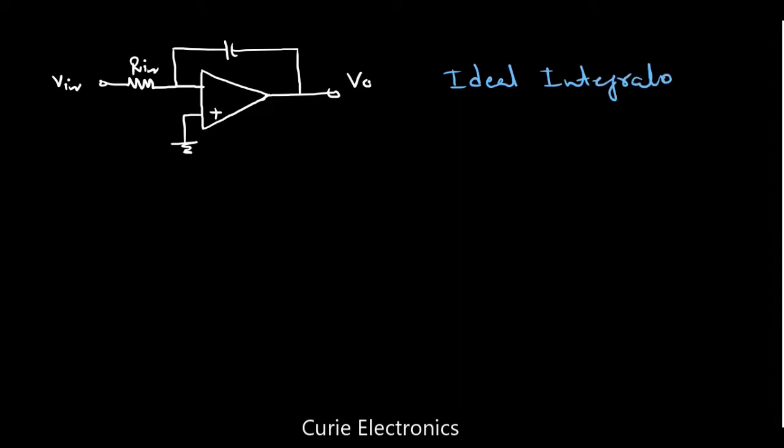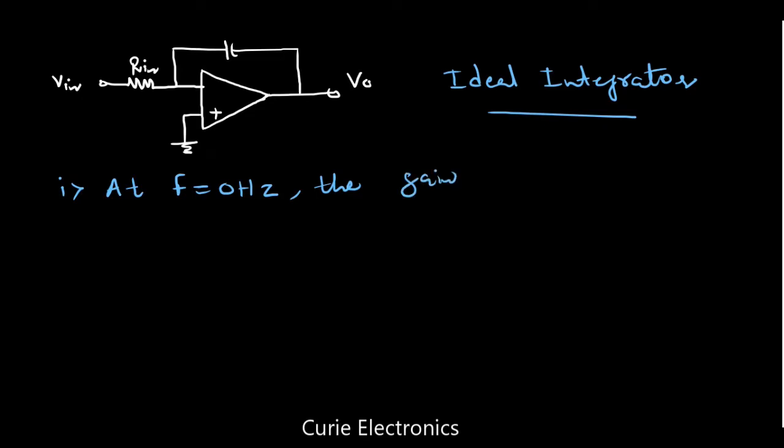If you make this integrator practically, it won't work satisfactorily. So what are the issues? Now when the V in is equal to DC, that is at F equal to 0 Hertz, what will the gain be? The gain is going to be equal to the open loop gain. That means it will go into saturation.